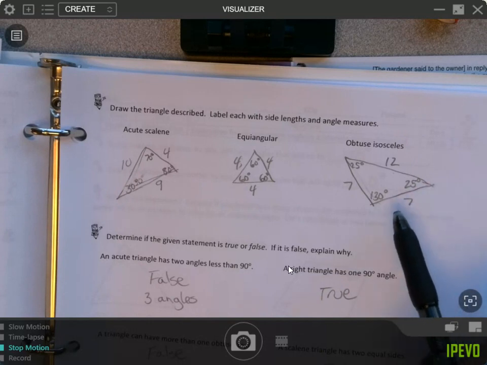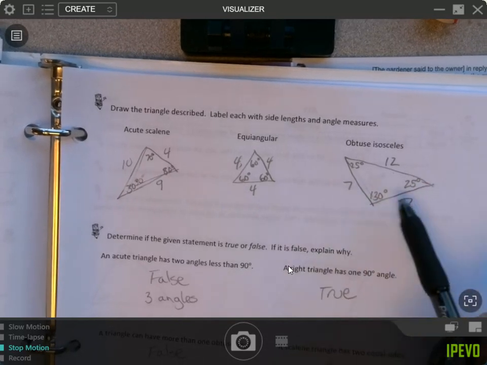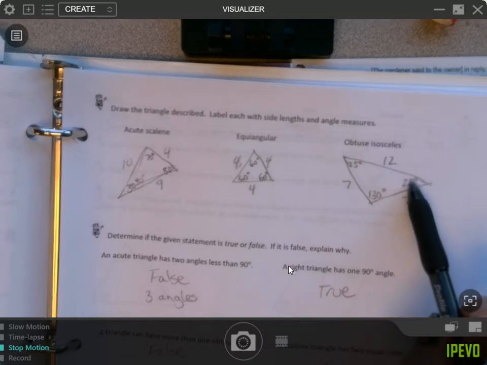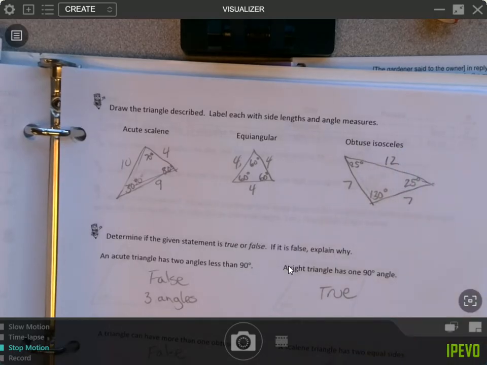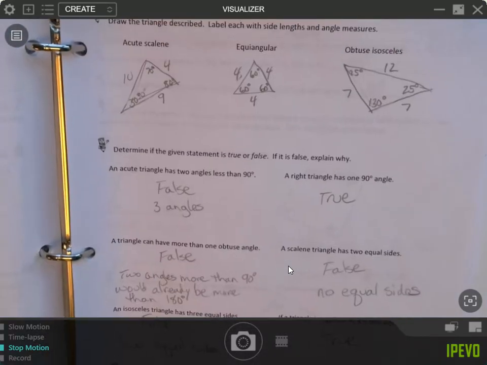So just remember, when it's isosceles, two sides are the same and the two angles are the same. The third side is a different measurement. Any questions on those three? All right, in the middle.